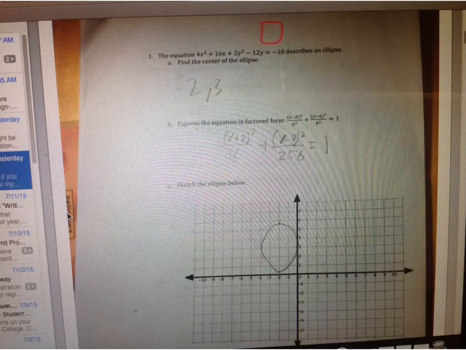Felix, you found the center right. Just make sure that when you write a point that you put parentheses around it. What isn't correct are these values right here, and I'm not sure how you arrived at those. You were graphing it correctly down here.